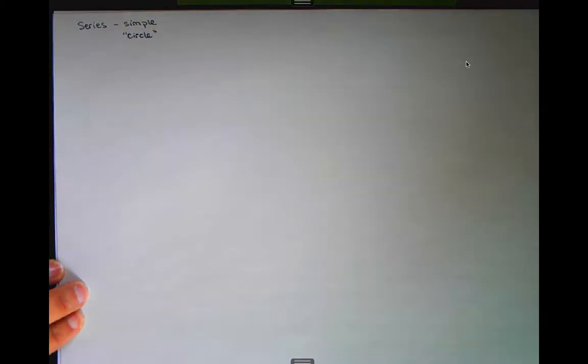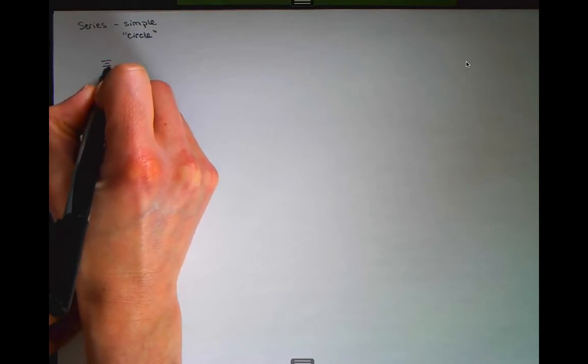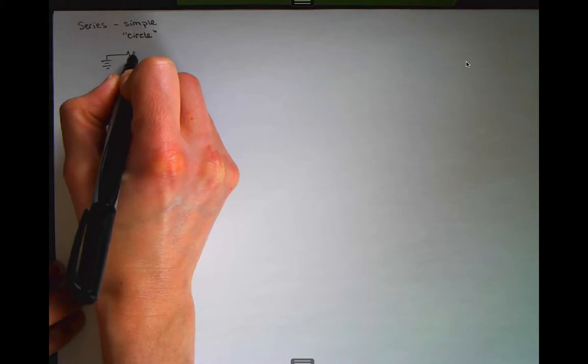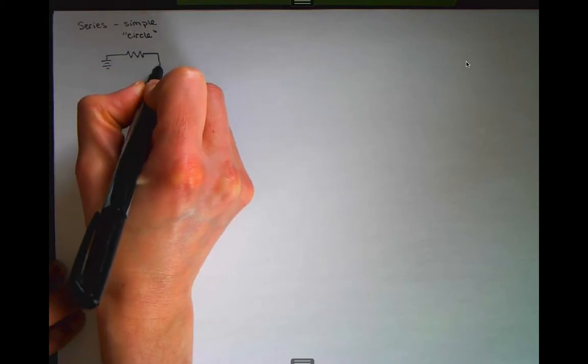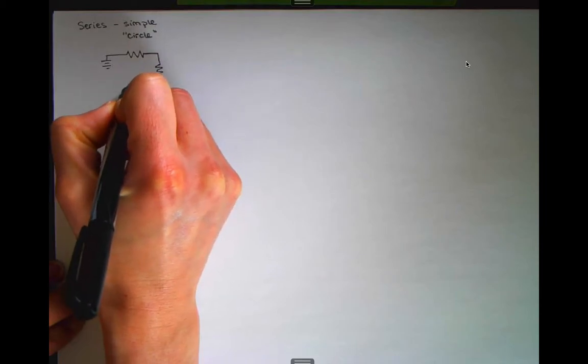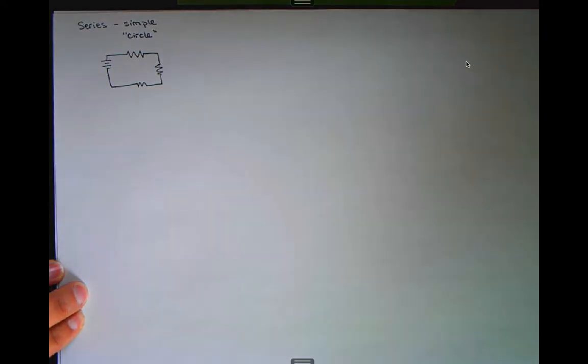In any working circuit, remember that we need a potential difference, so a power supply. And then we also have a few resistors. It could be light bulbs, right? Something that's going to use the energy or the potential that is given by that power source. So here's our simple series circuit.